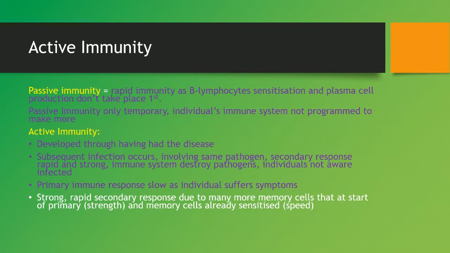Okay, so the primary immune response is slow, however, as the individual will suffer the symptoms, like we just said. Now, the strong and rapid secondary response is due to many more memory cells at the start of the primary, which is memory cells being already sensitized, which is the speed part.